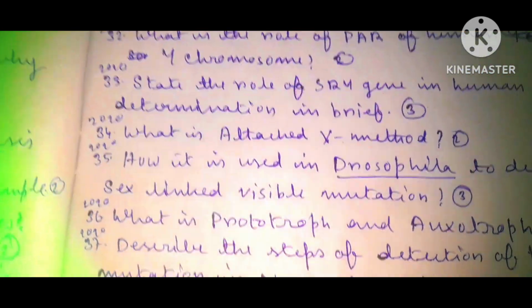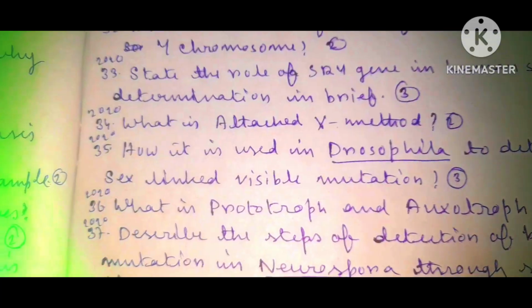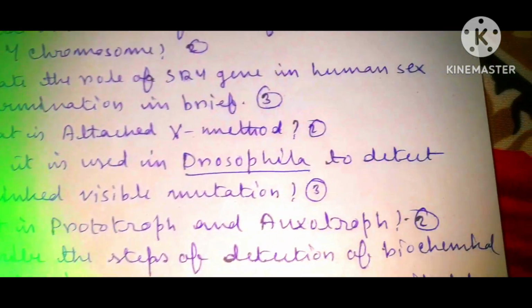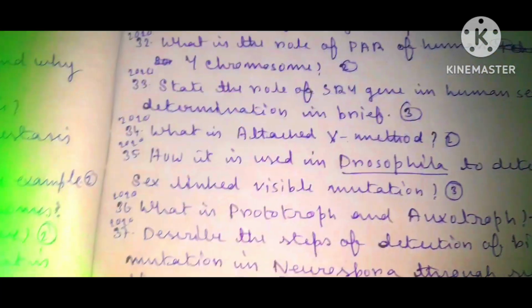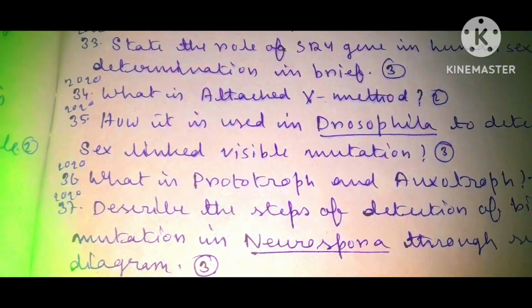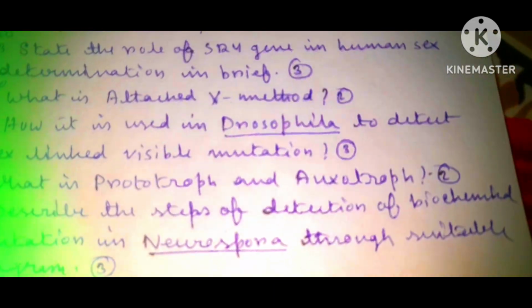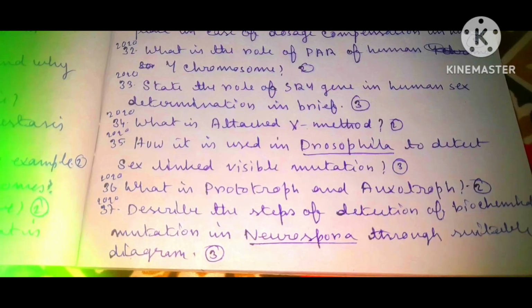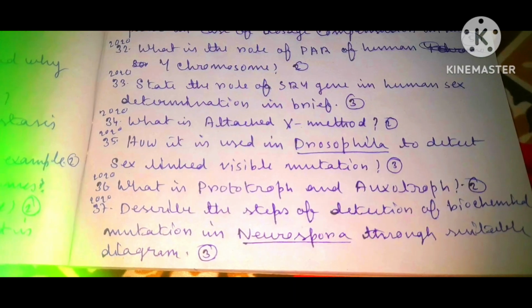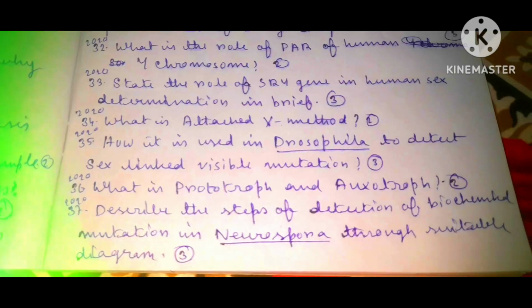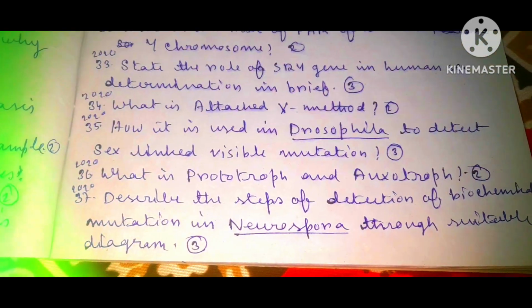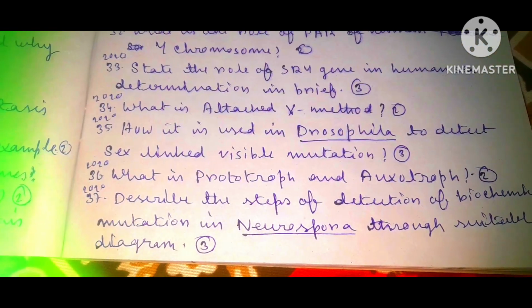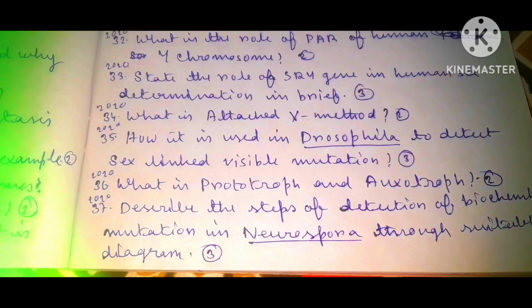What is attached X method, carrying 2 marks? How it is used in Drosophila to detect sex-linked visible mutation, carrying 3 marks. What is prototroph and auxotroph, carrying 2 marks? Describe the steps of detection of biochemical mutation in Neurospora through suitable diagram, carrying 3 marks.